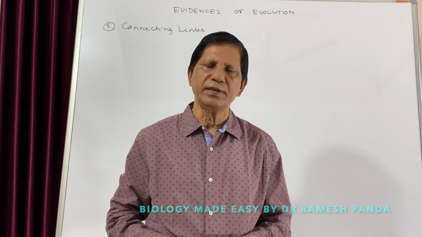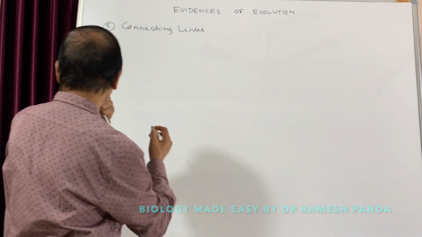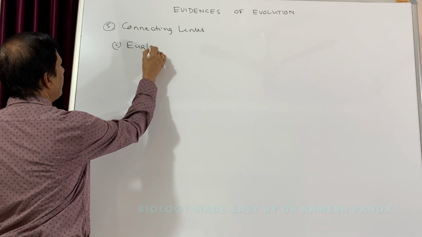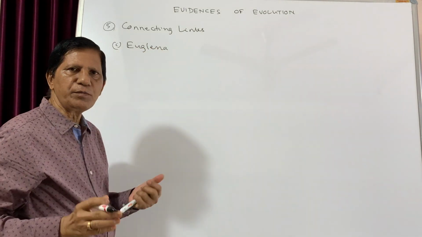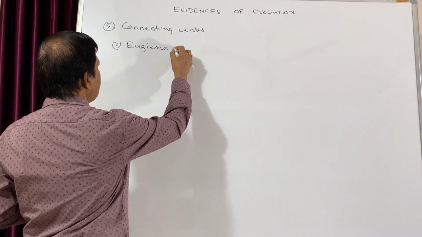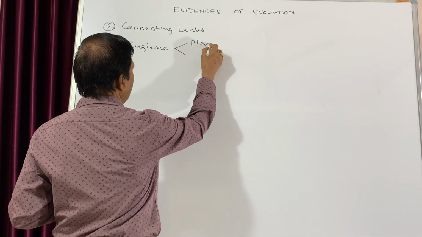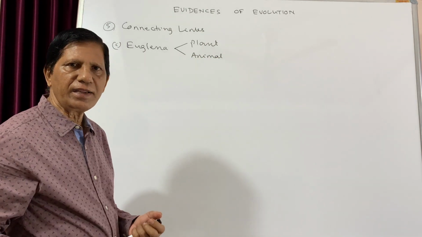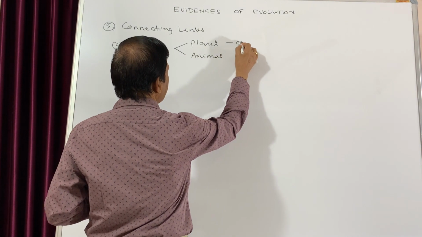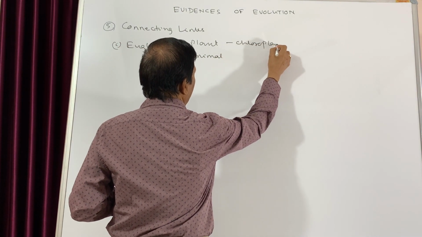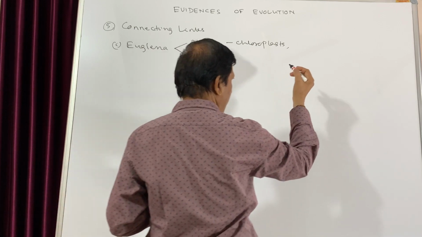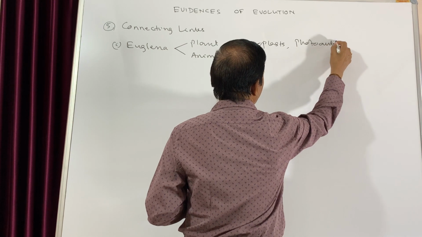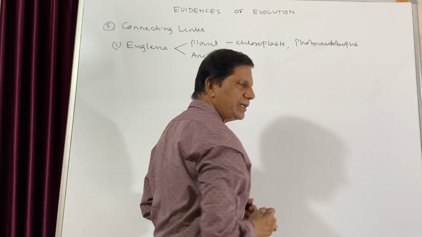The first example we will give is that of euglena. Now as you know, euglena is a protist, but it has plant-like characters as well as animal-like characters. So what are the plant-like characters? They have chloroplasts, and also they are photoautotrophs. So these are plant characters.